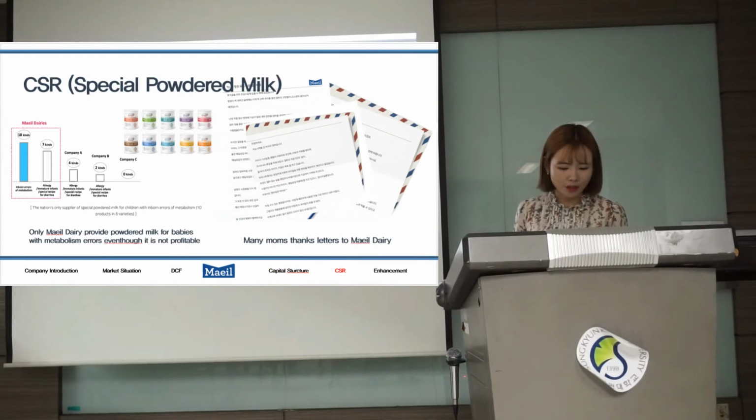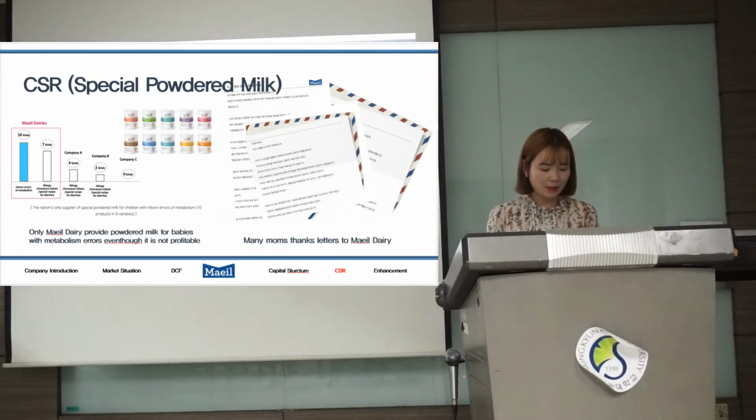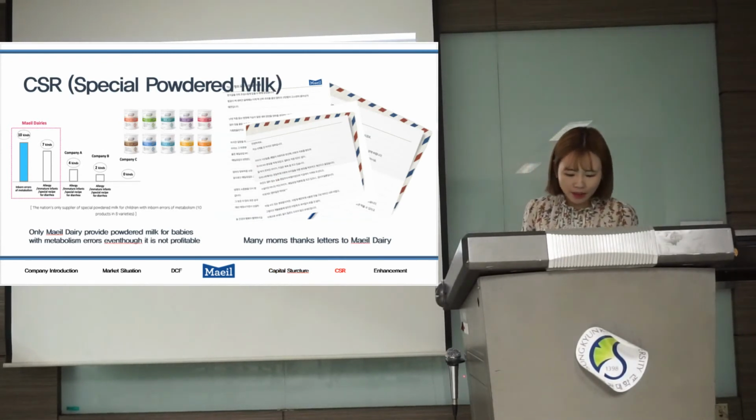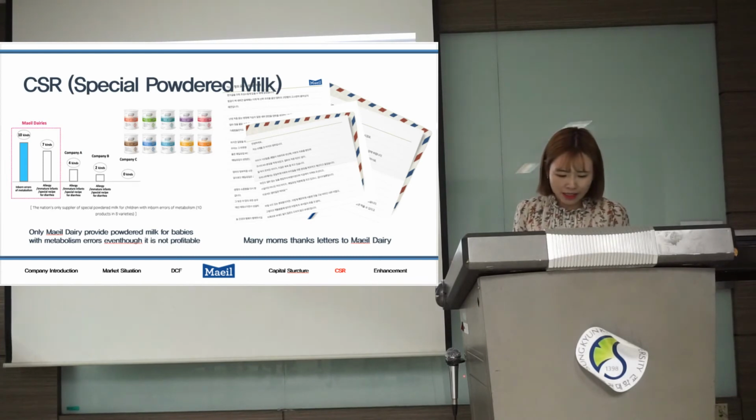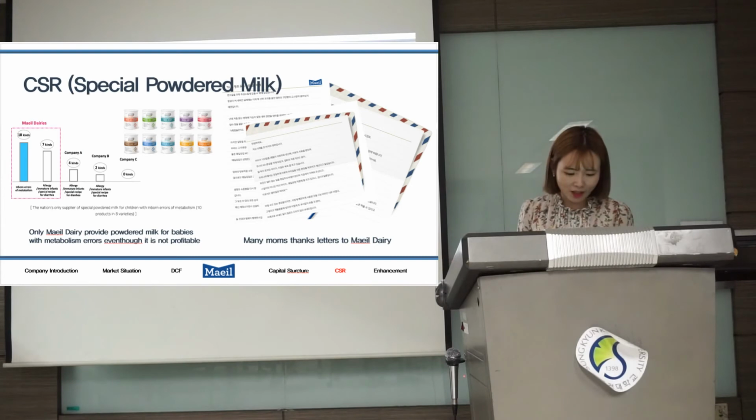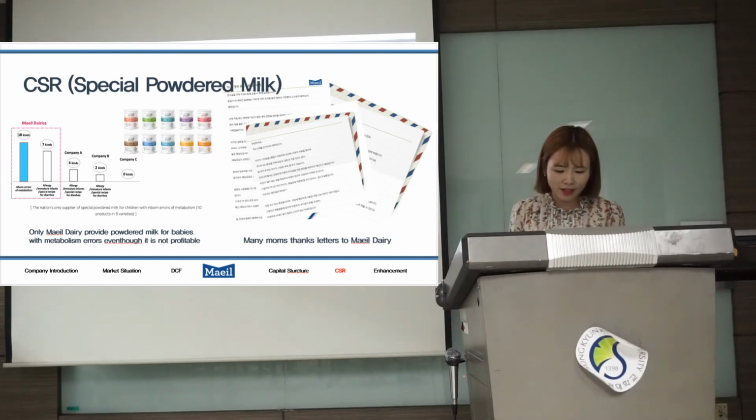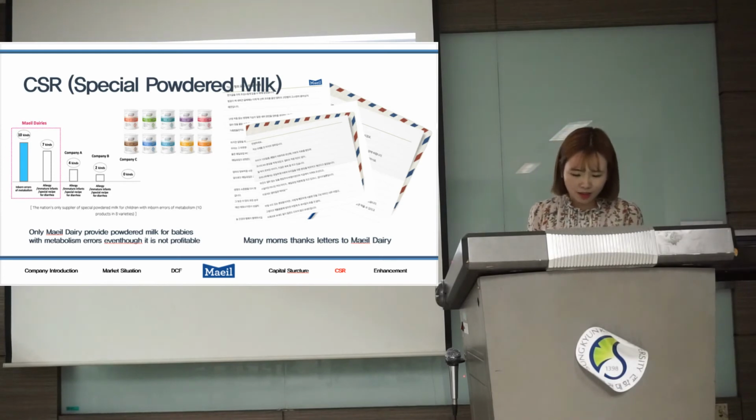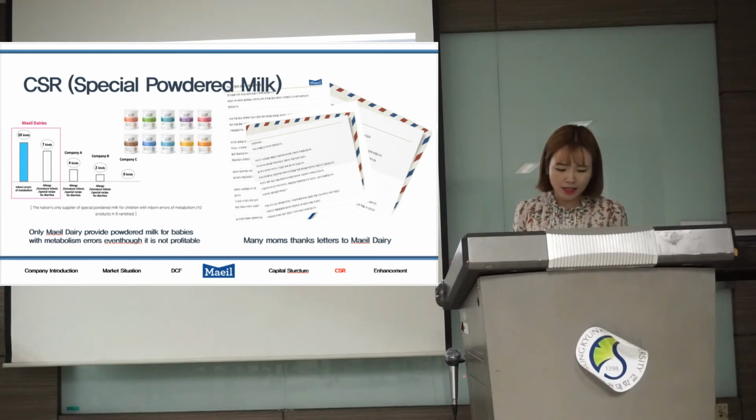Then I will talk about the corporate social responsibility of Maeil Dairies. For babies with inborn errors of amino acid metabolism, Maeil Dairies developed proprietary technologies for producing 10 special kinds of powdered milk in 8 varieties, which removed certain amino acids and contain nutritional ingredients such as vitamins and minerals, and has been regularly supplying them since 1999.